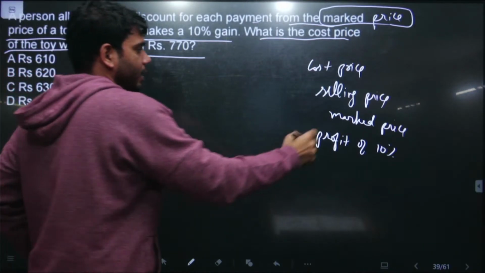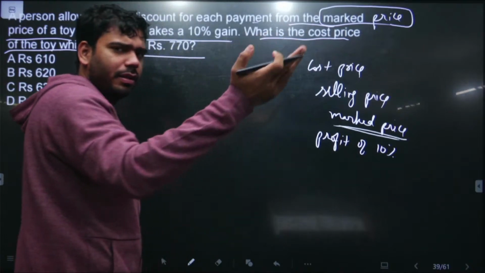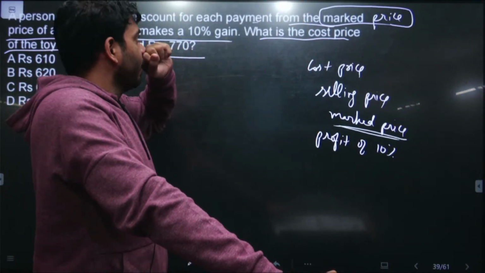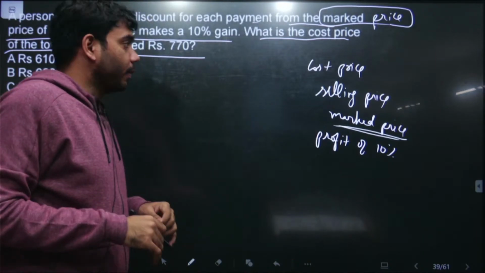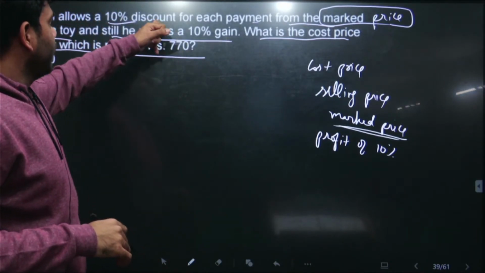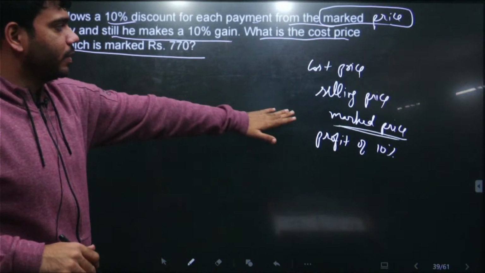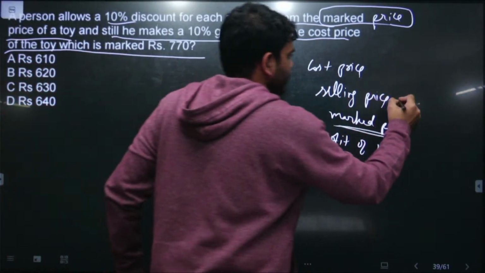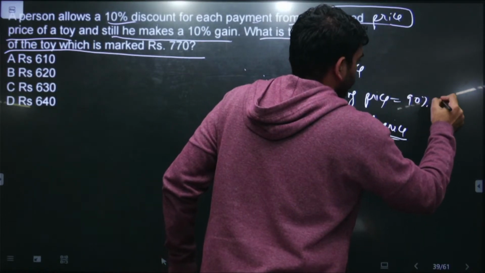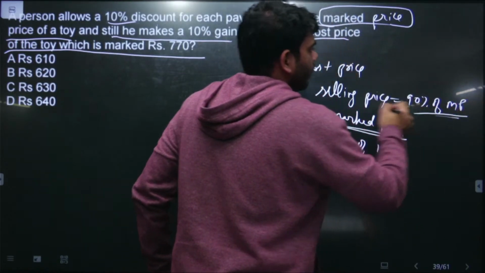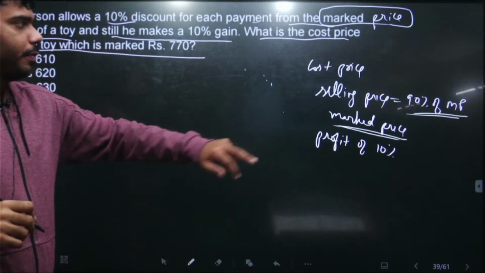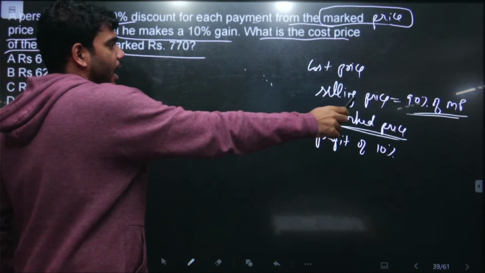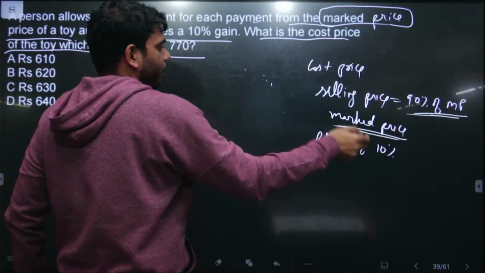The question is saying there is another word, mark price, and 10% of this mark price, meaning we are reducing 10% from it. So we have to provide this 10% discount on this mark price, and that is the selling price. Selling price is 90% of marked price. And then he is saying, still selling at this amount, he is making a profit of 10%.